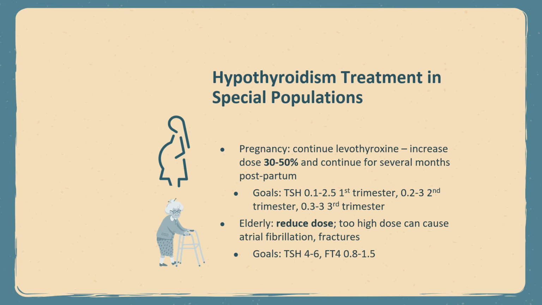There are different goals for different trimesters as far as TSH levels go, so keep that in mind as you're managing your patients. In the elderly, make sure you reduce your dose because too high of doses can cause AFib and fractures. And keep in mind that your goals look a little bit different for these patients than they do for your typical healthy adult.